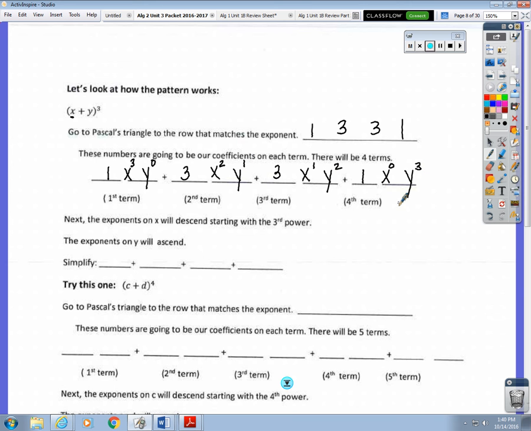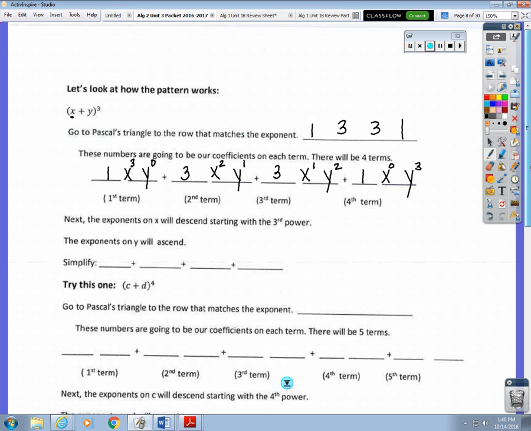Now, one thing that you'll notice about each term is that its exponents add up to the overall exponent of 3. Look, 3 plus 0 is 3. 2 plus 1 is 3. 1 plus 2 is 3. 0 plus 3 is 3. Okay, your exponents in each term will always add up to your exponent from the question. Otherwise, you've done something wrong.